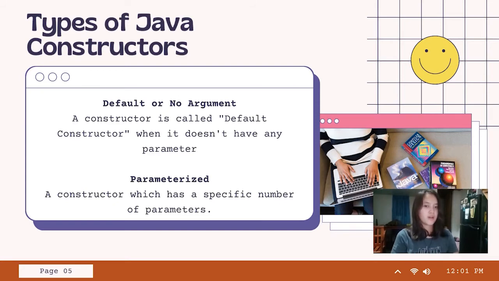And now we have our parameterized constructor. It is a constructor which has a specific number of parameters. So its purpose. First, the compiler adds a default constructor to the code only when the programmer writes no constructor in the code. Second, if the programmer writes any constructor in the code, then the compiler doesn't add any constructor. And lastly, every default constructor is a zero-argument constructor, but every zero-argument constructor is not a default constructor.